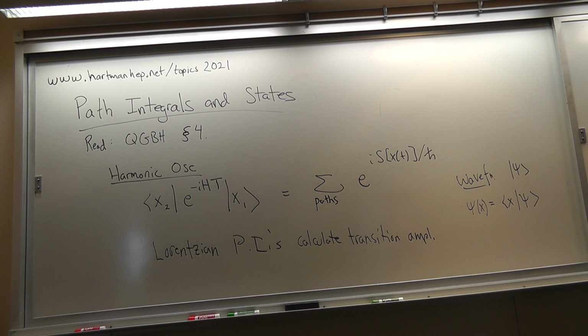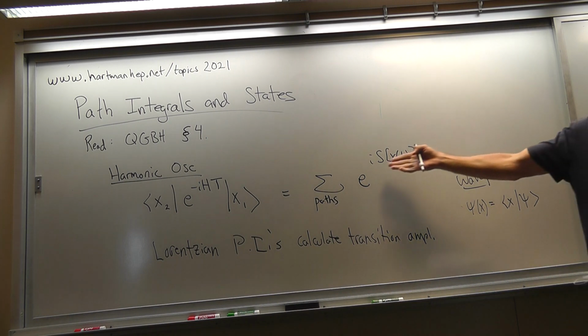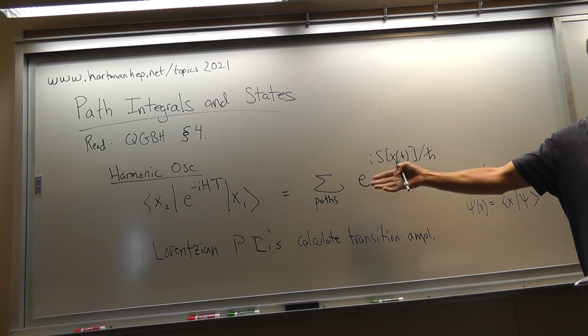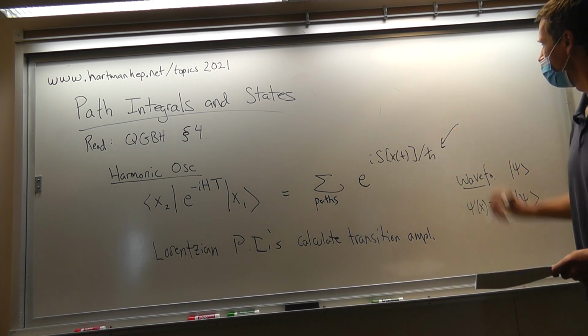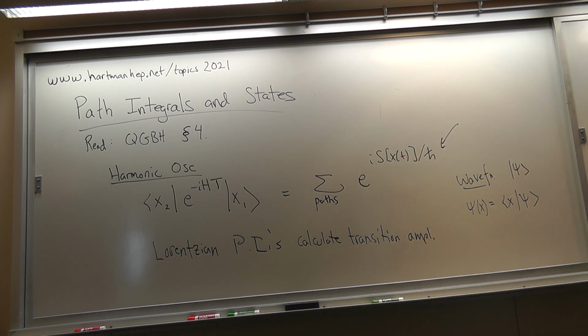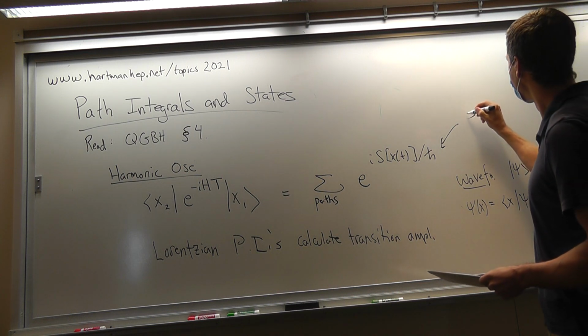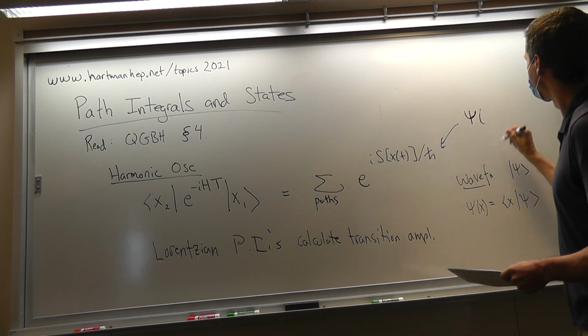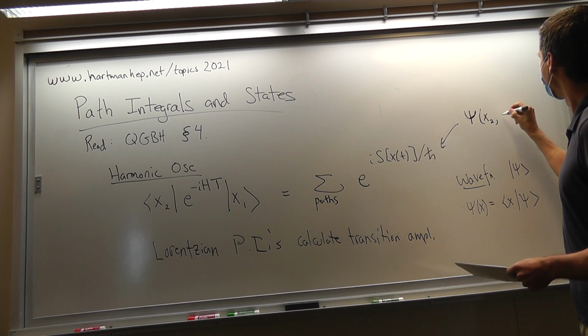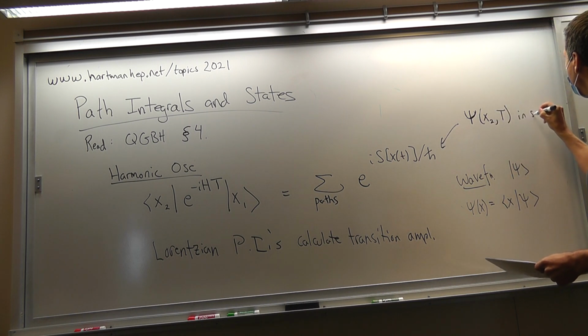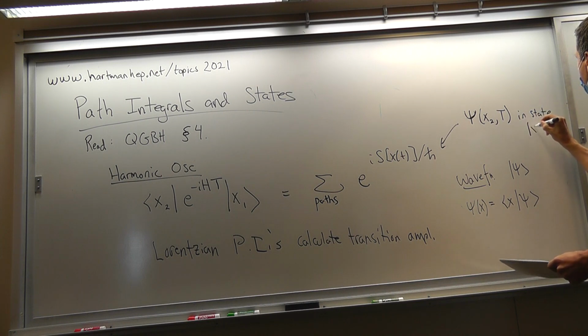So the transition amplitude that's calculated by this path integral, we can also write in terms of the wave function. This is the wave function psi of x2 at time t in the state x1. Okay. So Lorentzian path integrals calculate overlaps, or you could say they calculate wave functions.